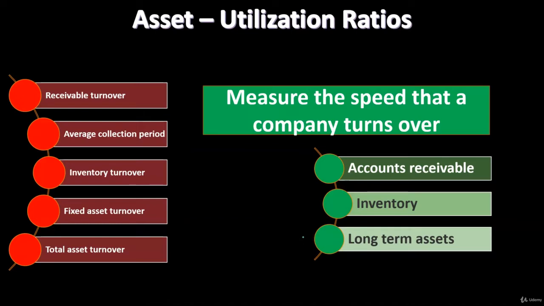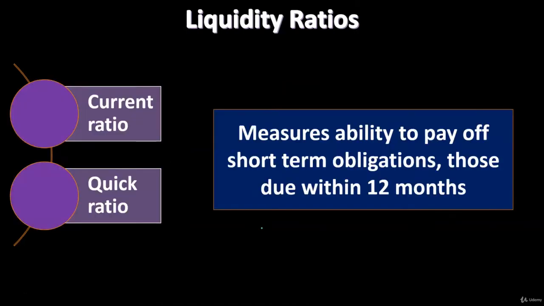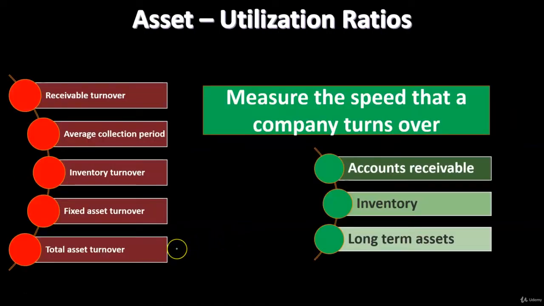But then long-term assets, once again, if we're talking about property, plant, and equipment, we want to see how well we're using the property, plant, and equipment, how well we're turning over the property, plant, and equipment. And then the total asset turnover will kind of be a summary of these ratios, because then we're going to be comparing total assets to sales, which will summarize the receivables, the inventory, and the fixed asset turnovers. So those will be great.